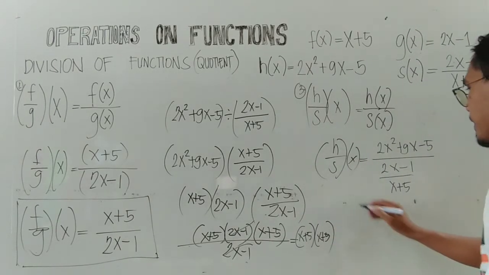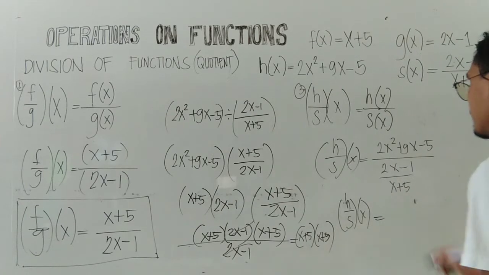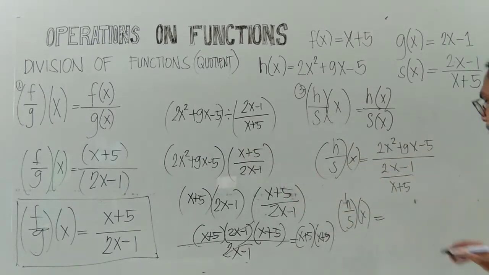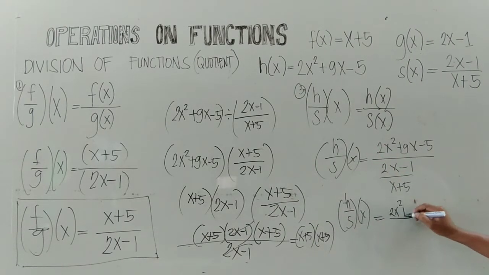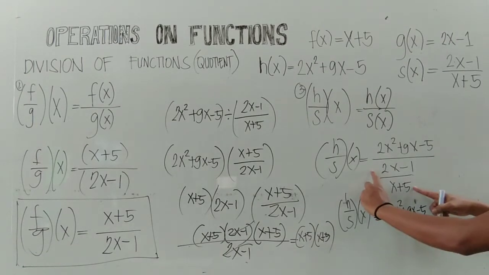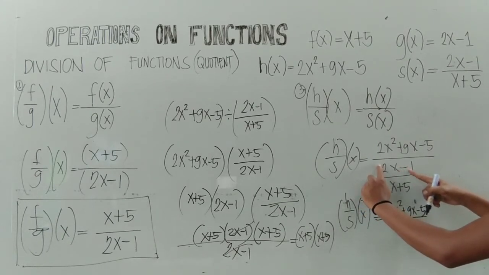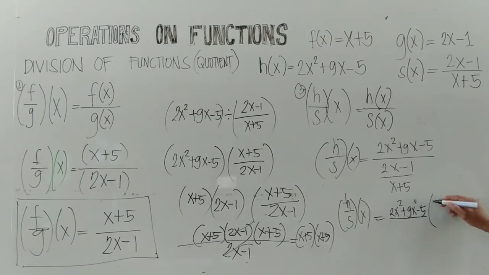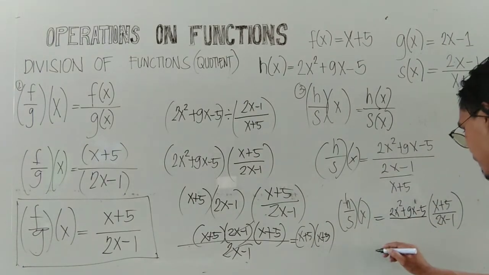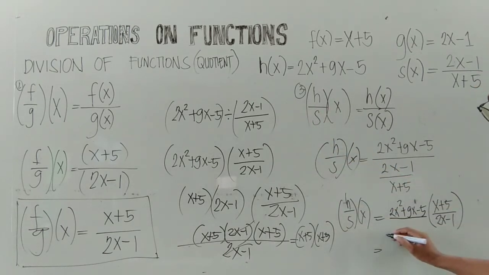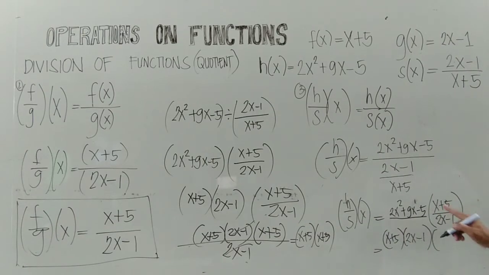So going back to this form, we have h over s of x. Let's compare, they are the same. So this is your fraction bar, this fraction bar. Then we have 2x squared plus 9x minus 5. Then get the reciprocal of 2x minus 1 over x plus 5. Then proceed to multiplication, so we have x plus 5 over 2x minus 1. So the same. Continuing, 2x squared plus 9x minus 5 again is equal to x plus 5 times 2x minus 1. Then multiplying it, we have x plus 5 all over 2x minus 1.